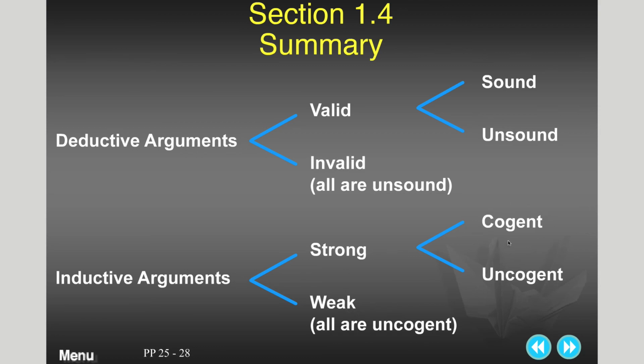And so the gold standard for each is to look for, with deductive arguments, valid and then sound arguments, which means they're valid and then they have true premises. And then for inductive arguments, strong means we're looking for them to have premises that lead to a probable conclusion. And then for them to be cogent, we look at the premises and we ask whether they're indeed true. And so that's the summary for section 1.4.